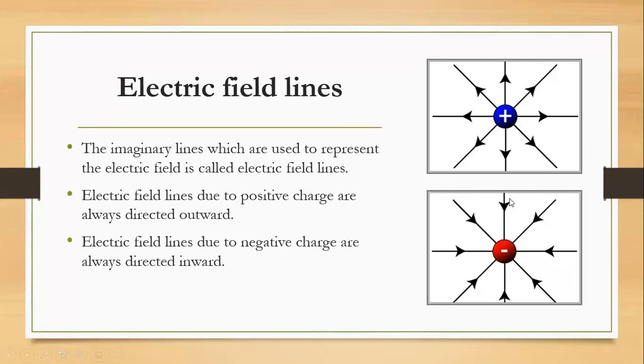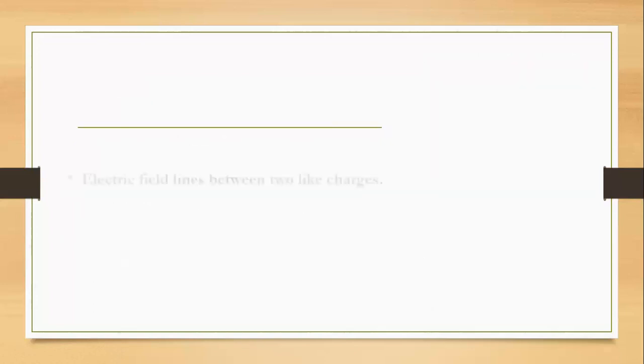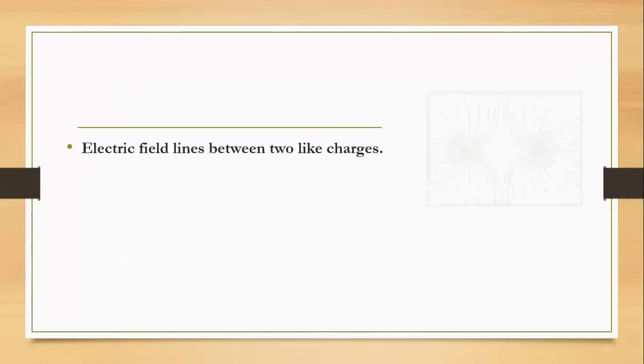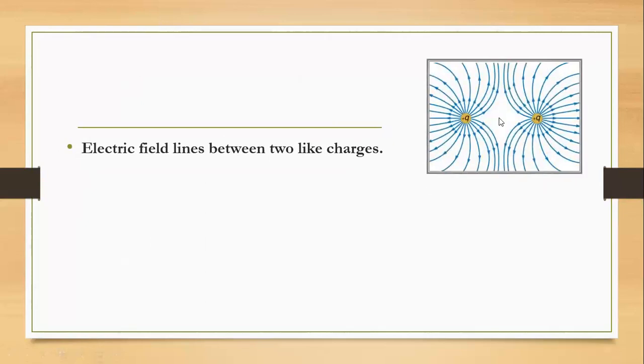Okay, my dear student, that's how we can represent the electric field and electric field strength by means of electric field lines. Now take some other examples. If we take two like charges, how will the electric field lines be formed? Look at this. We have taken two charges of the same nature, both positive charges.